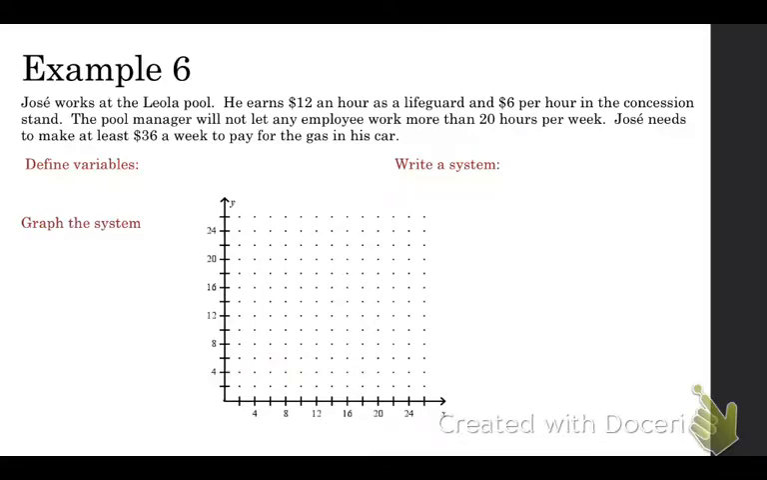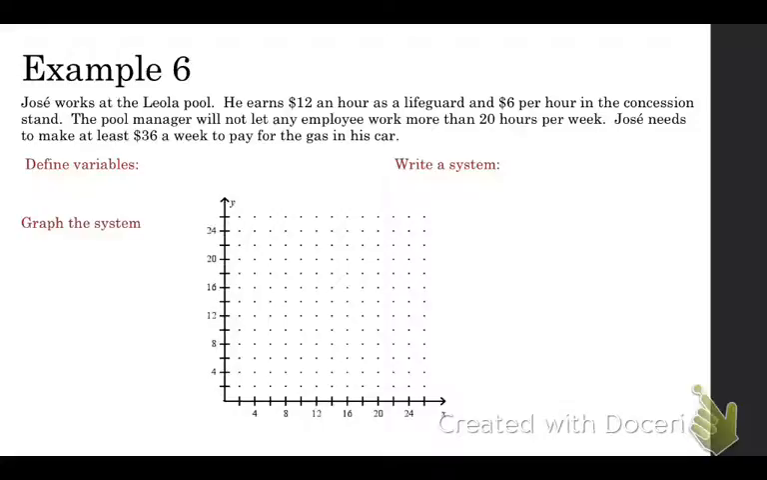Okay, for our final example, we're going to look at an application. It says Jose works at the Leola pool. He earns $12 an hour as a lifeguard and $6 per hour in the concession stand. The pool manager will not let any employee work more than 20 hours per week, and Jose needs to make at least $36 a week to pay for the gas in his car.